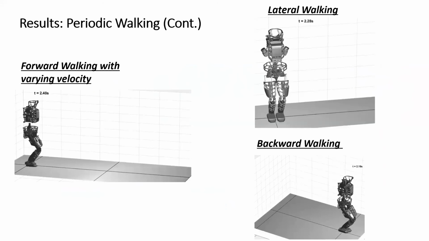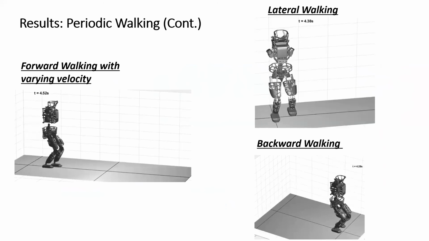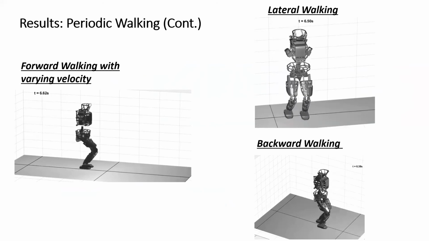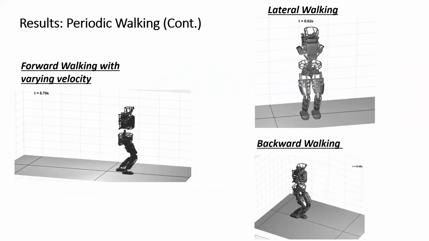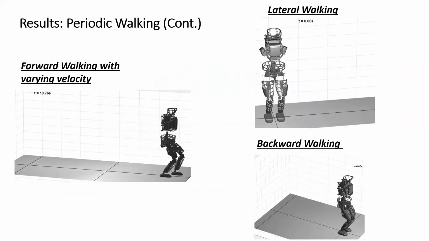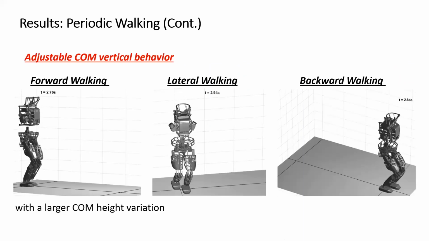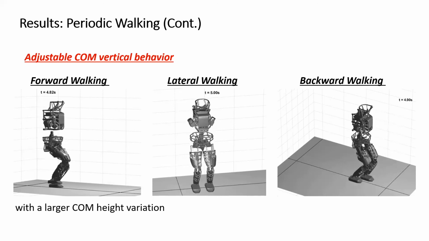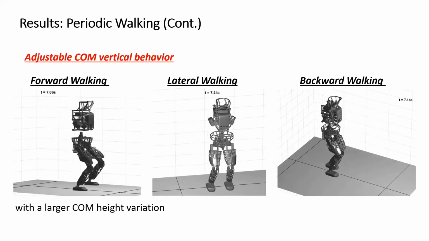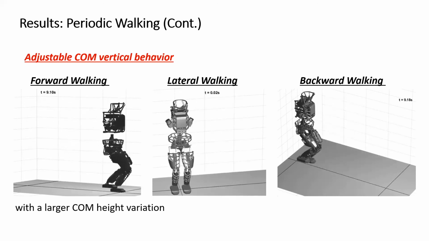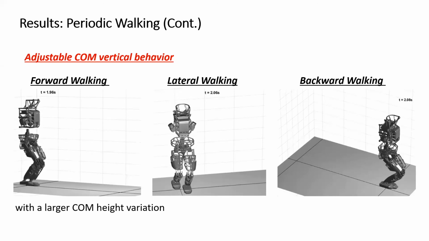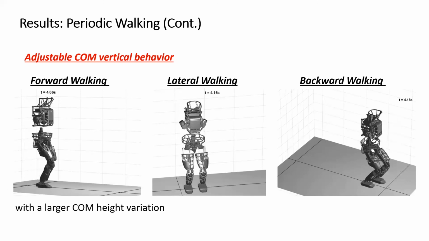Here we show additional periodic walking behaviors, including walking in the lateral direction and the backward direction, and forward walking with varying velocities. The vertical behavior of the center of mass can be adjusted by changing the initial stepping in place walking of the A-SLIP. Here we show the periodic walking with a larger center of mass height variation.